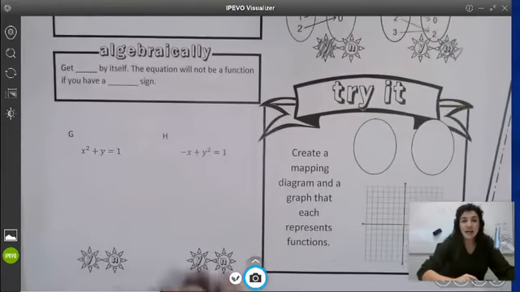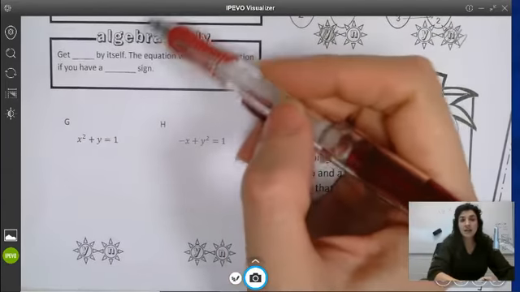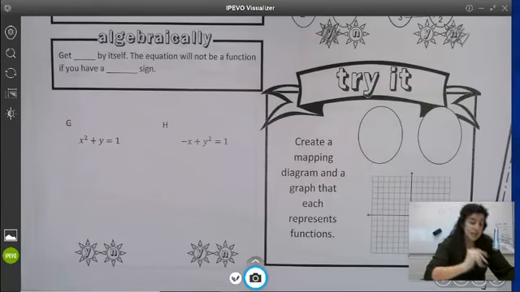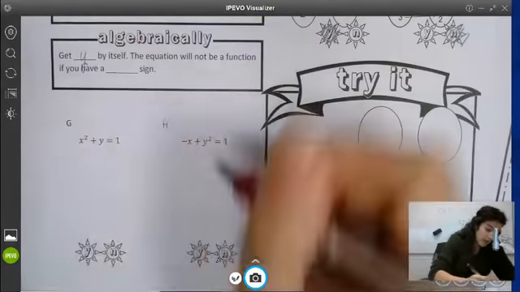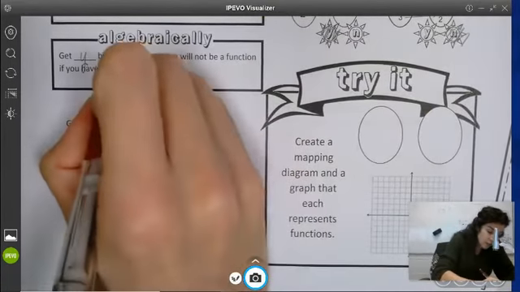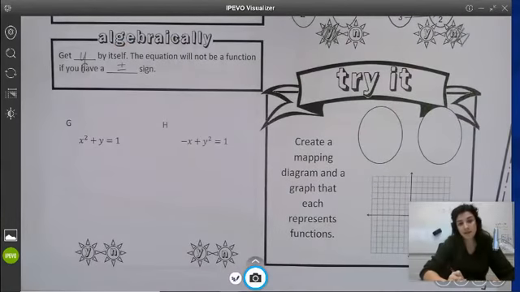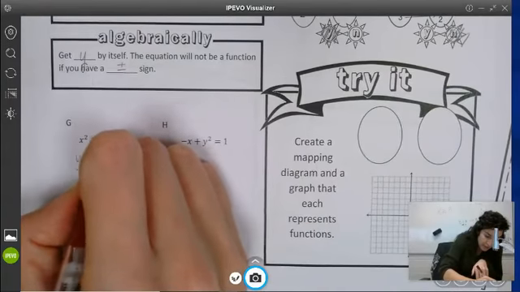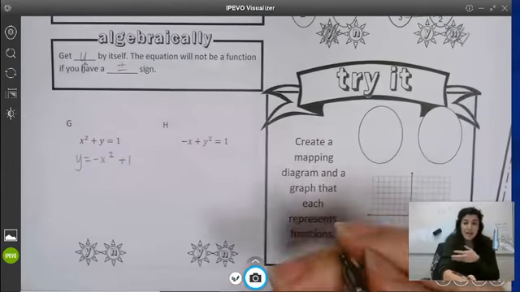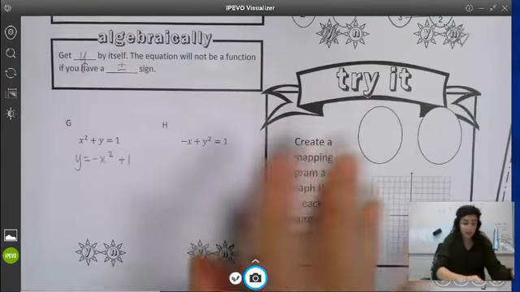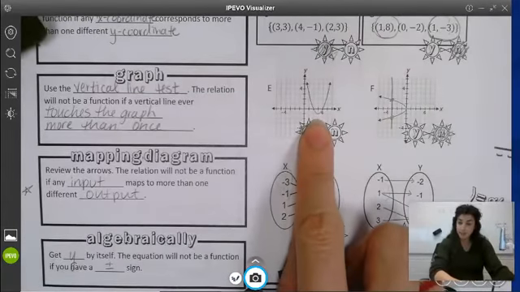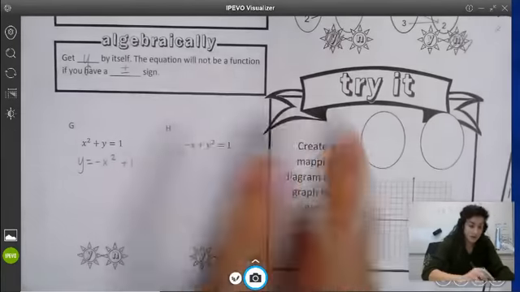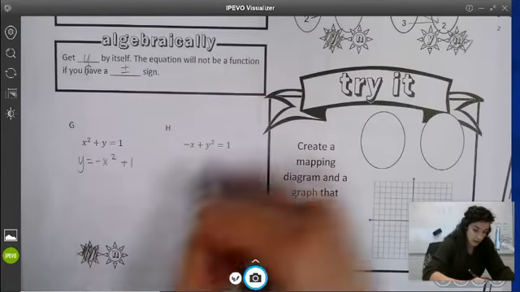The last way that we're going to try this is to look at it algebraically. What we need to do is get y by itself. The equation will not be a function if you have this idea of a plus or minus sign. So here if I got y by itself, I would get y equals -x² plus 1. And that's fine. We know that's a parabola, and we know from looking at our graph that a parabola, no matter what, will pass the vertical line test. So it is a function.